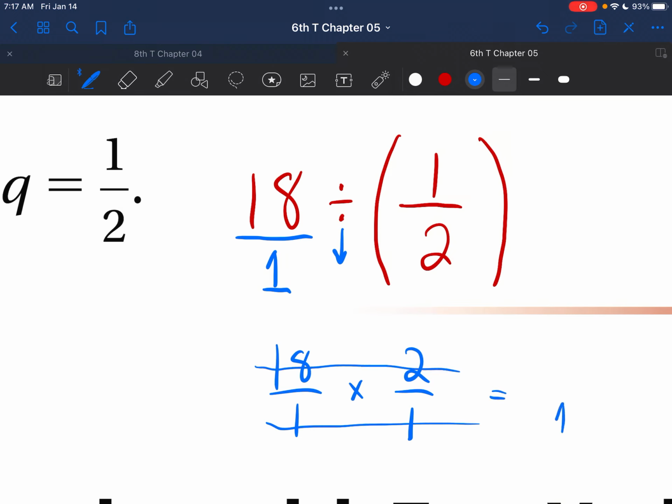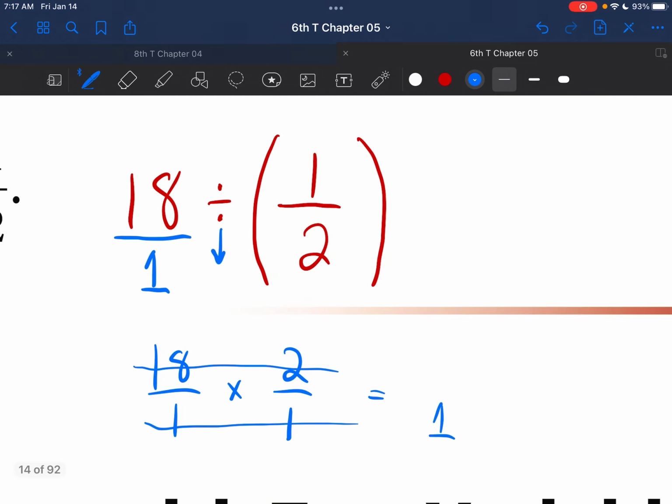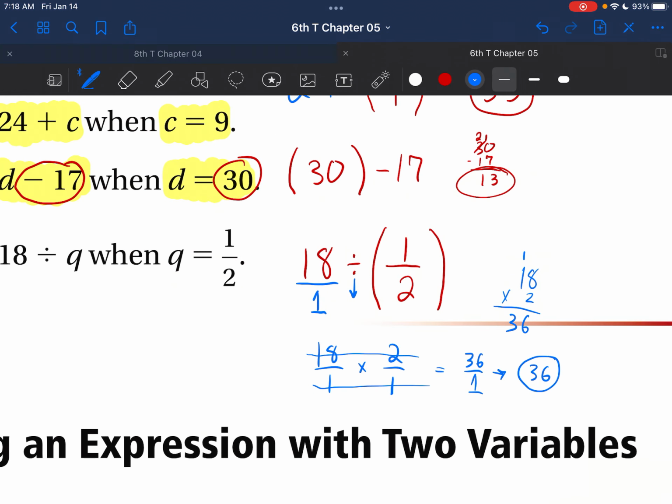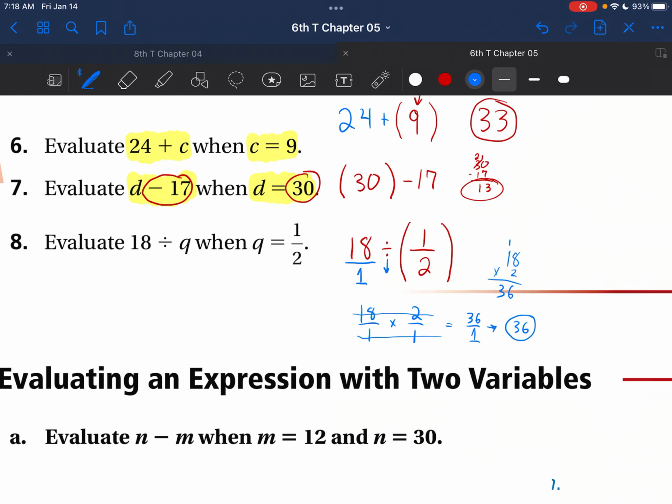I'll do the hard one first. 1 times 1 is 1. And then 18 times 2, if you don't know that by heart, let's show our work. Please make sure you are showing your work. 8 times 2 is 16. Carry the 1. 2 times 1 is 2, plus 1 is 3. So your answer for this is going to be 36 over 1, or another way to write it is just 36, like that. Good job.